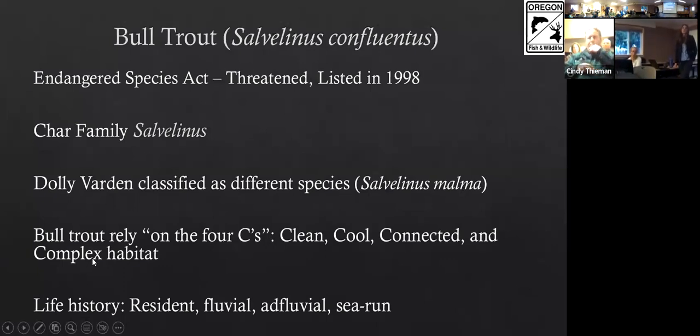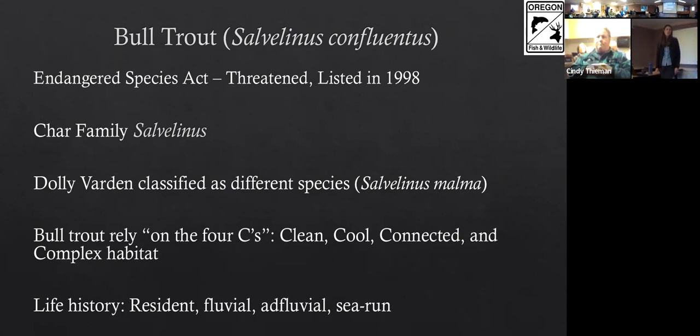So just some context and species history and information. Bull trout, the scientific name is Salvelinus confluentus. They are classified under the Endangered Species Act as threatened, and they've been listed since 1999. Part of their listing was after a precipitous decline in their population abundance across North America, and particularly the United States. They're a member of the char family, which is the genus Salvelinus.